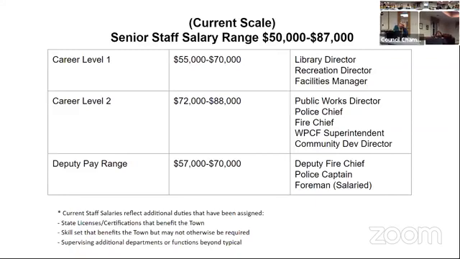Oftentimes raises or other issues will play a role in that, because it's the total compensation within a contract. So we look at what we are expecting. Are there things that you are foregoing? Are there extra things you're getting within the contract?